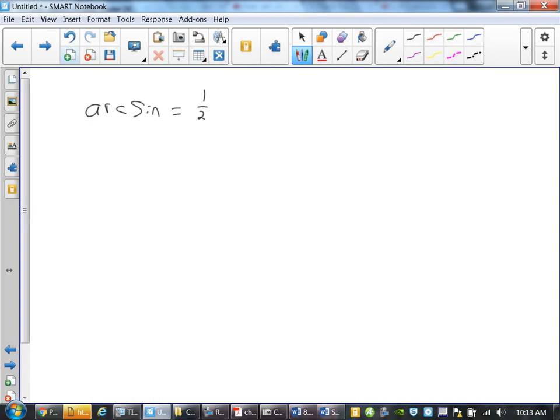So this says what angle has a sine of 1/2? Well, where's the common one I wanted to show you?